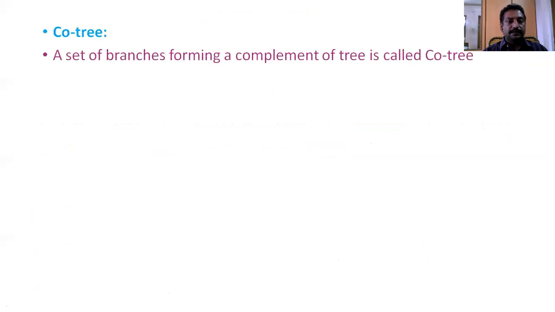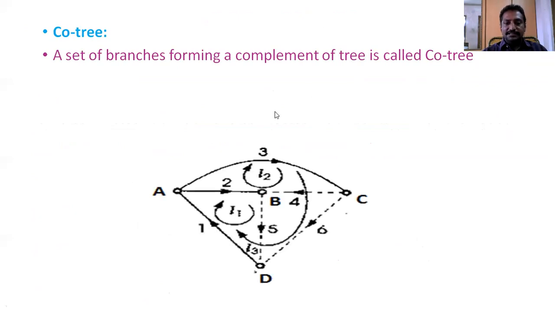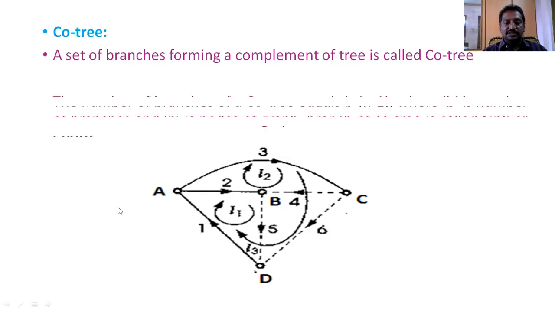Next, co-tree. A set of branches forming the complement of the tree is called a co-tree. So what is the meaning of this? The branches which are not connected in the tree are called the co-tree. See here, a set of branches forming a complement of tree is called a co-tree. So what are the branches not connected in the tree? Fifth branch, fourth branch, sixth branch. These branches are called a co-tree. These are represented with a dotted line. Trees are represented with a thick line. So this is about the co-tree.